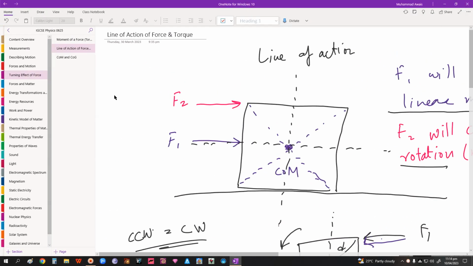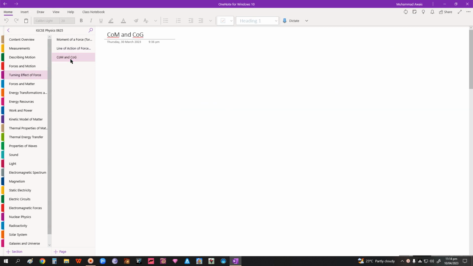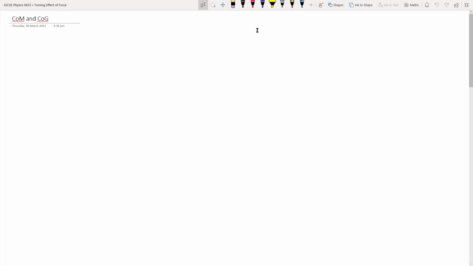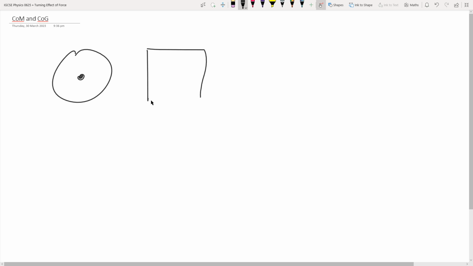Now, moving on to our third topic, which is the center of mass and center of gravity. So, what is the center of mass? It is the point where all of the mass is concentrated. For example, for a sphere, it is the center. For a square, it is again the intersection of its diagonals.